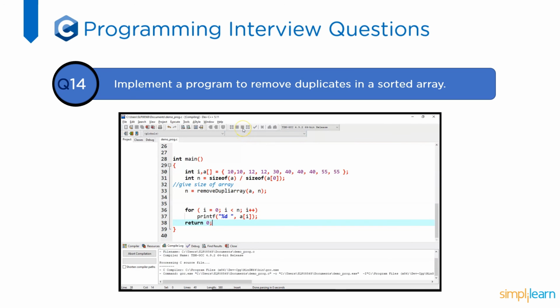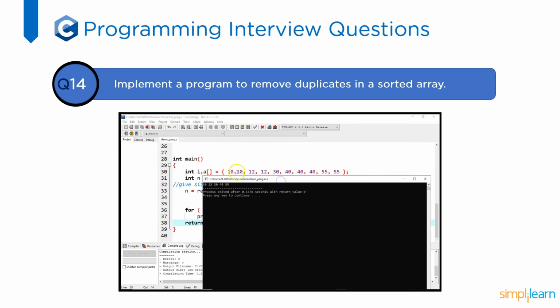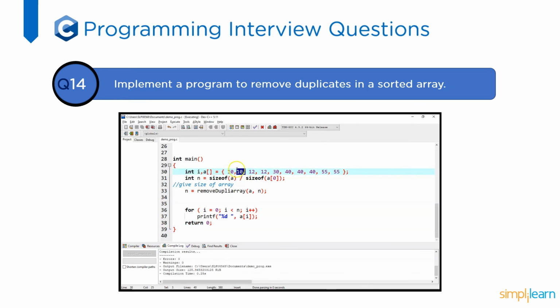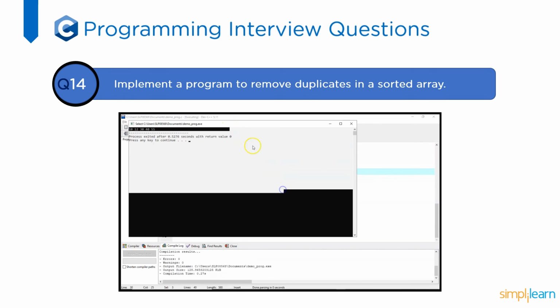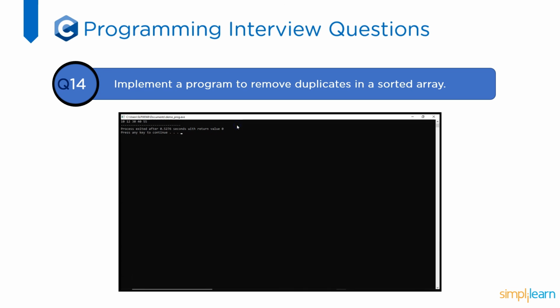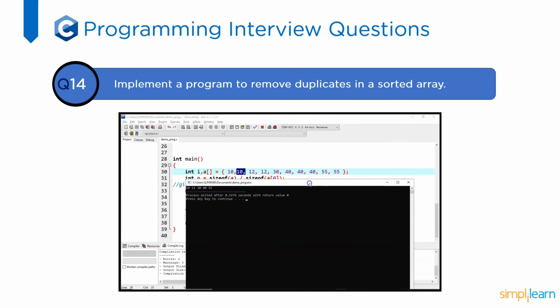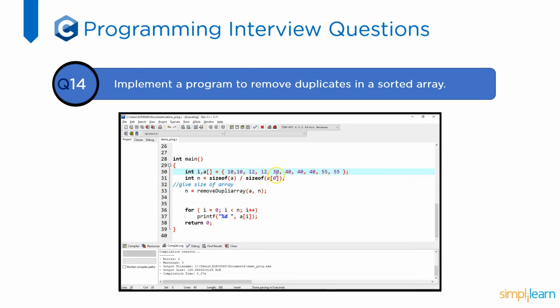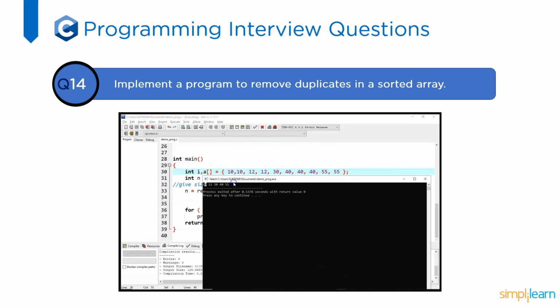So let's run it. As you can see, the elements were 10, 10. So here one duplicate element is deleted. And here again 12, 30, 40 and 55 is given successfully. So the elements are deleted.